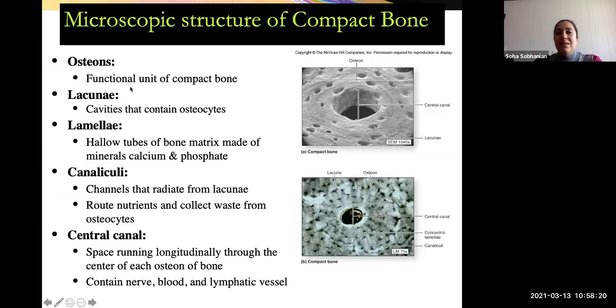Osteons are basically what we identify as functional units of your compact bone. So in this picture, again, this circle, when I'm running my cursor on, that's an osteon.